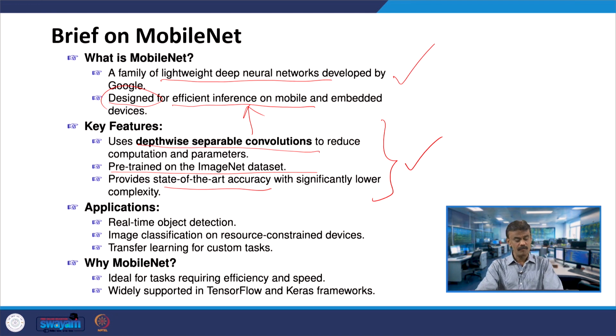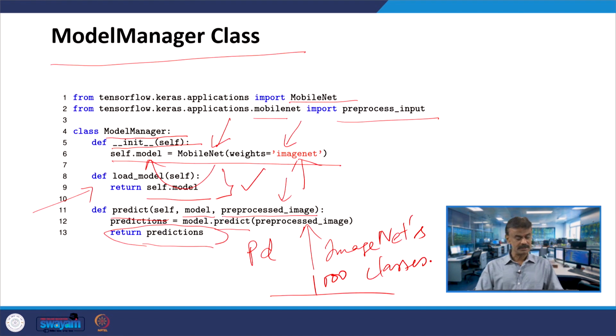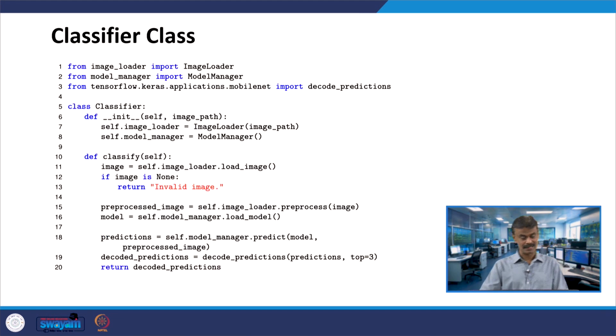The main idea of using MobileNet is that it is ideal for tasks requiring efficiency and speed; it is faster than the other nets. It is also widely supported in TensorFlow and Keras. In fact, we have imported TensorFlow and Keras. When I want to use MobileNet, in the first line you have TensorFlow and Keras. Now you have the classifier class.